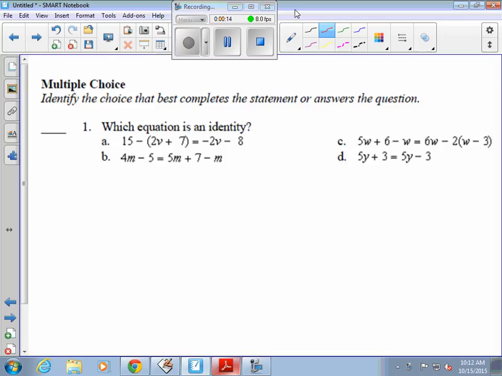As we look at all of these problems, none of them are exactly the same on the left as they are on the right. This is the closest one because you got 5y on both the left and the right, but you got positive 3 and negative 3, so that one's definitely not an identity, D.